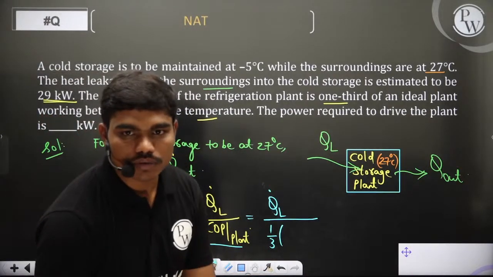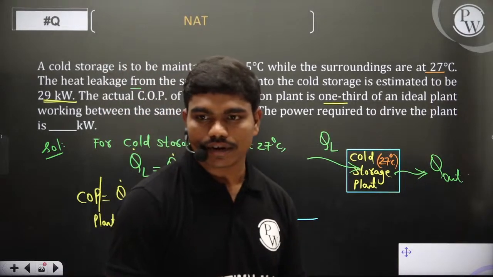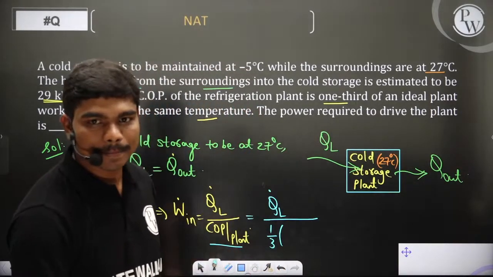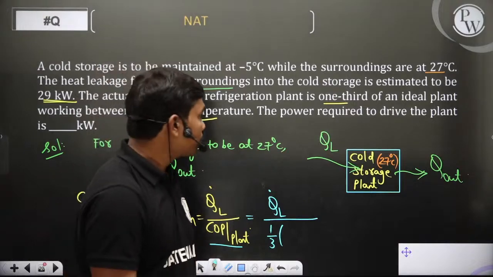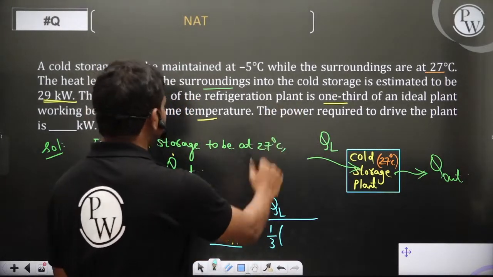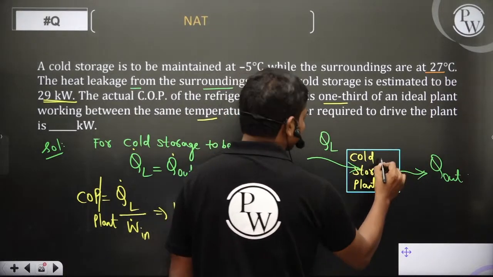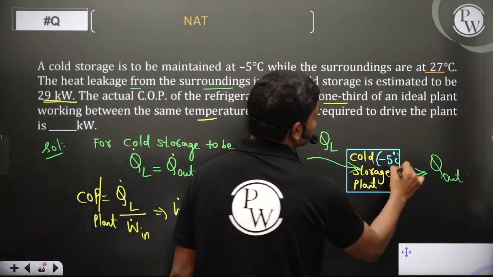So at 5 we have to maintain. Sorry, didn't get you. At 5 we have to maintain. We have to maintain at 27, right? That's what they have given, while the surroundings is at -5. Okay, fine, got it. This has to be maintained at -5. Correct, -5 degrees Celsius is what we have to maintain.